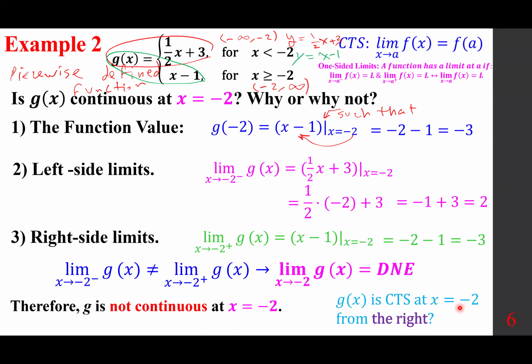Is g of x continuous at x equals -2 from the right? Well, notice the functional value and the right side limit, they have the same value. The answer is yes. So I hope everybody is clear as to why this is the case.